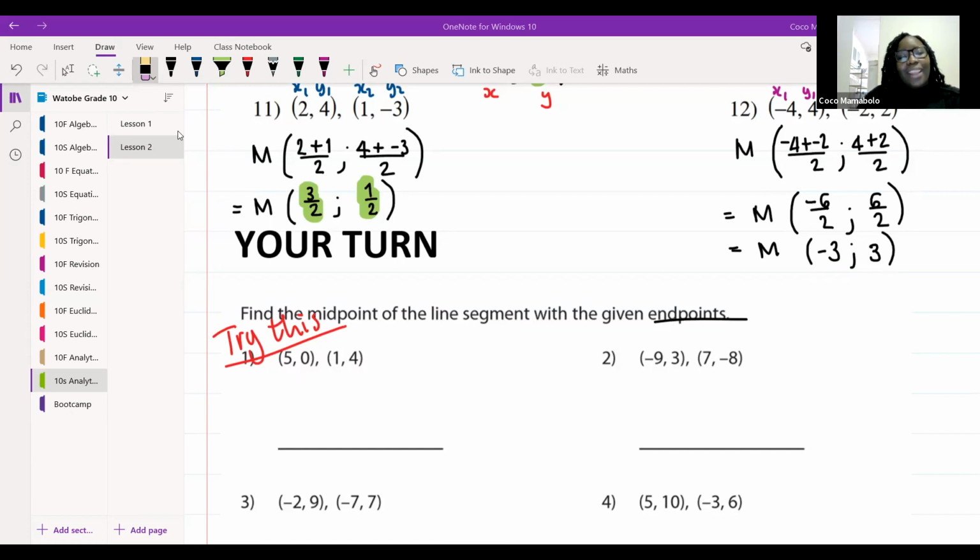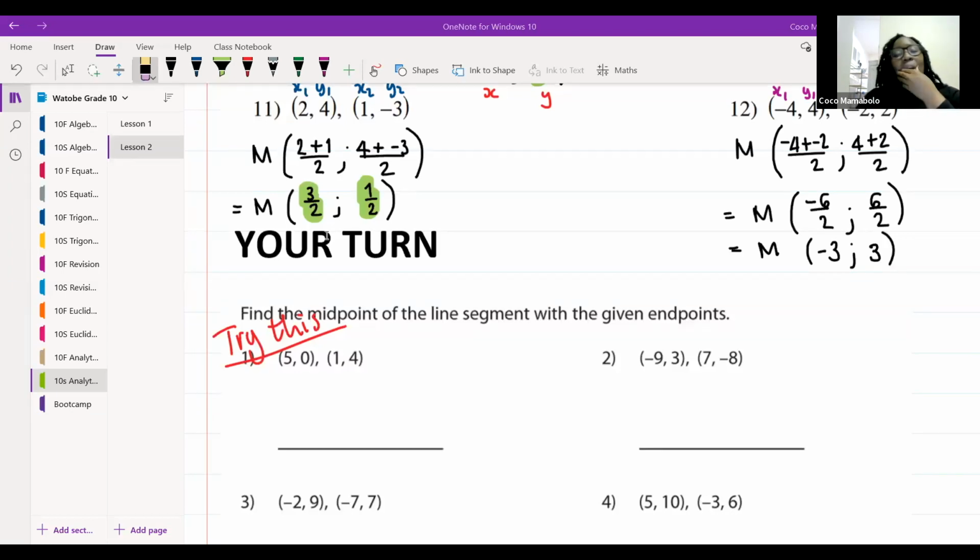Hello, ma'am. Hello, my sweetie, what's up? I have a question. What if there's a 0/2? Do you leave it like that? No, what's 0 divided by 2? 0. Yeah, so you must write 0. All right, ma'am. Thank you. That's what I'm saying. If you can divide by the 2, divide by it. But if it gives you something like 5/2, leave it as 5/2.